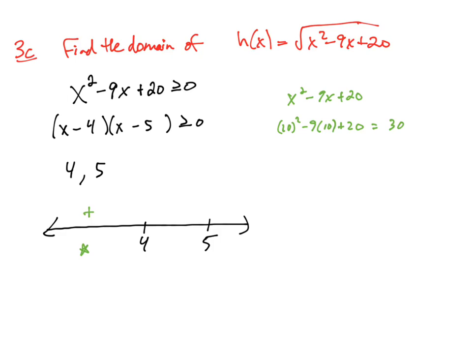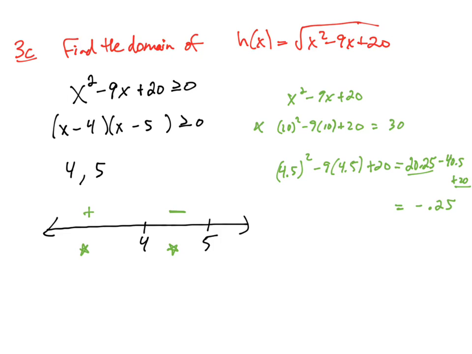Let's pick a value in the middle. Not really anything very easy to work with. How about 4.5? So 4.5 squared minus 9 times 4.5 plus 20. We're going to get 20.25 minus 40.5 plus 20. And we get 40.25 minus 40.5. This is going to be equal to negative 0.25. So it doesn't matter what the value is, but what's important is that that is negative.